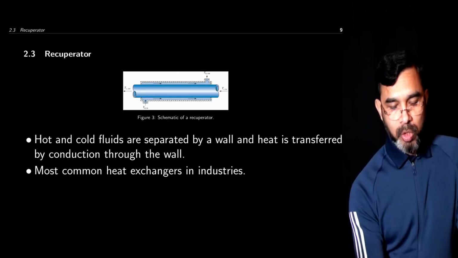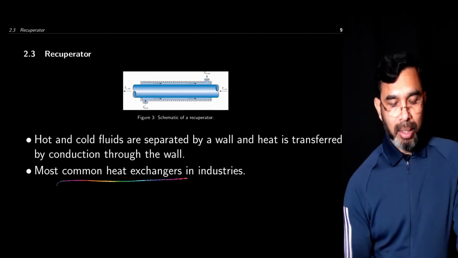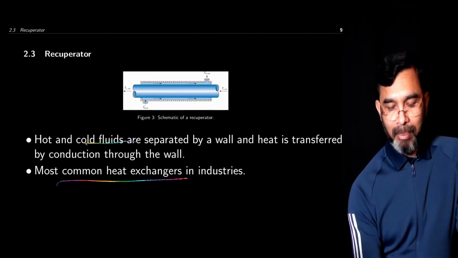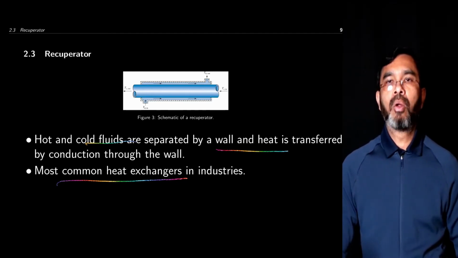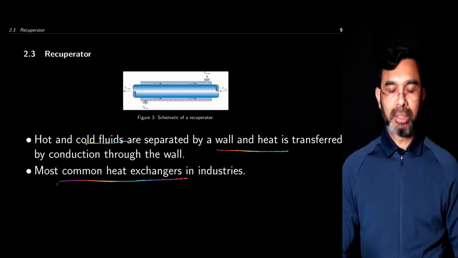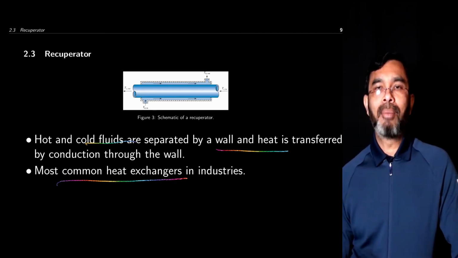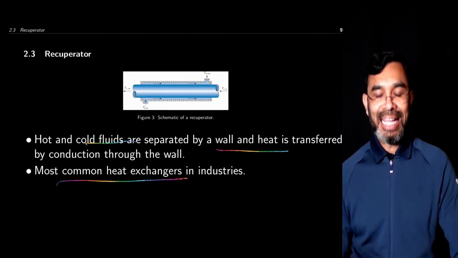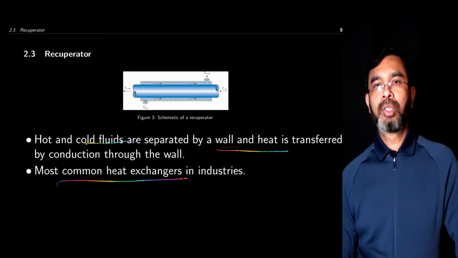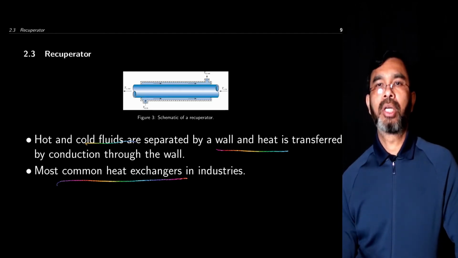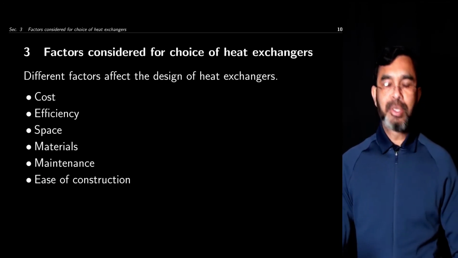Recuperators are the most common heat exchangers in industries. In a recuperator, the hot and cold fluids are separated by a wall. In direct contact heat exchangers, the hot and cold streams directly come into contact with each other. However, for the recuperators, there is a wall between them, and the heat is transferred from the hot stream to the cold stream through the wall. So there is conduction heat exchange for this process. Now we have known different types of heat exchangers.